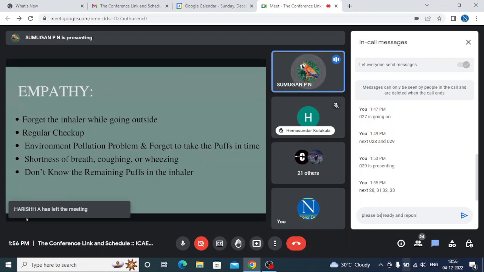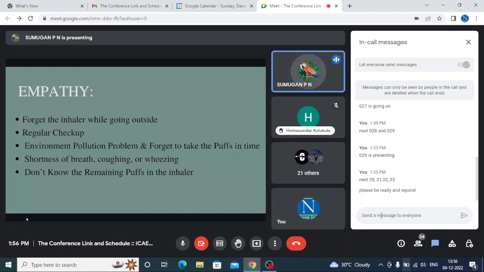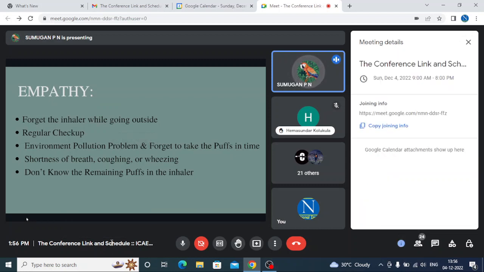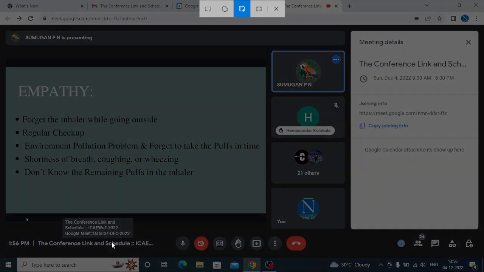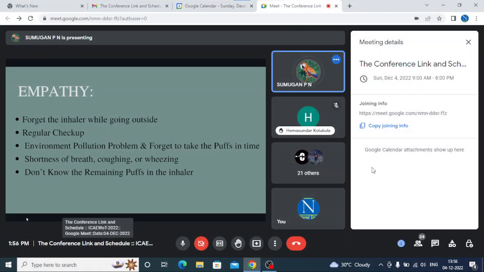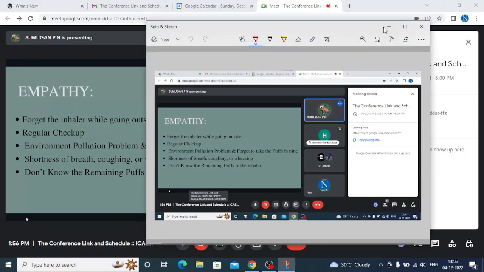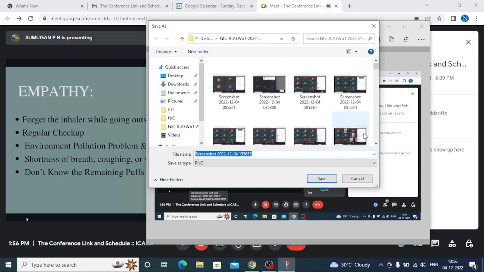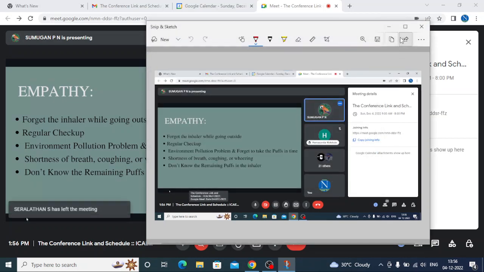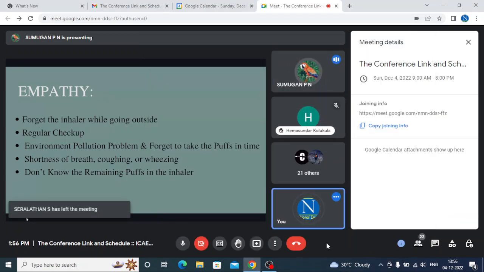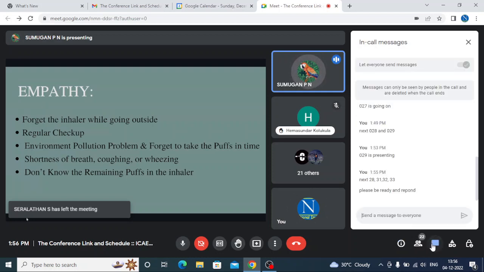The first thing in design thinking is empathy. In empathy, we try to get feedback from the patients or people, understand what their problem is, and list out the problems. Asthma patients face problems like forgetting their inhaler while going outside, forgetting their regular checkup, and when they go to an environmentally polluted area, they forget to take puffs in time, which causes shortness of breath, coughing or wheezing. Also, they don't know the remaining puffs in the inhaler.